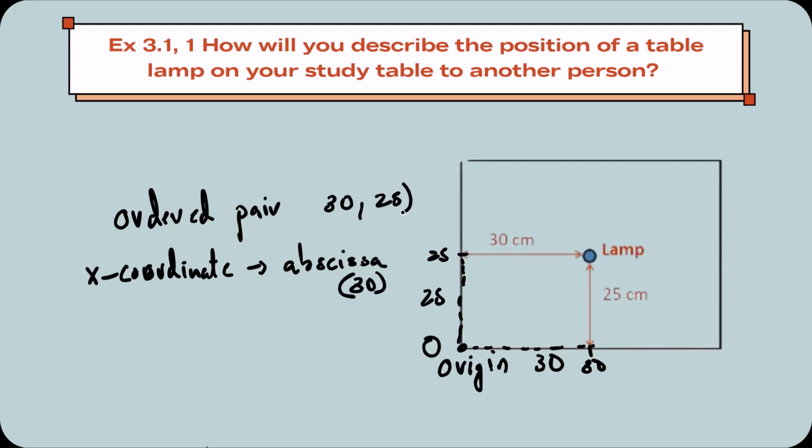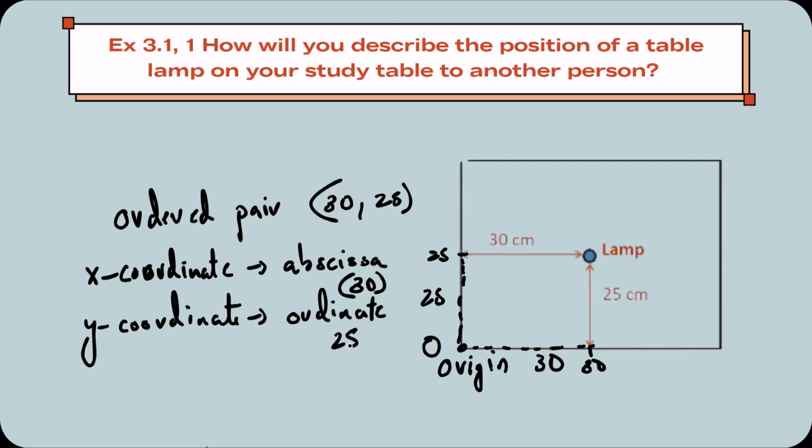30, 25. What is the y coordinate? You can say y coordinate, or you can say the ordinate. The ordinate is what? The y value. So what is the y value here? The y value here is 25. Correct? So this is your ordered pair. Your ordered pair will be 30, 25.